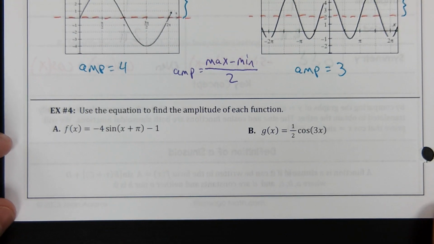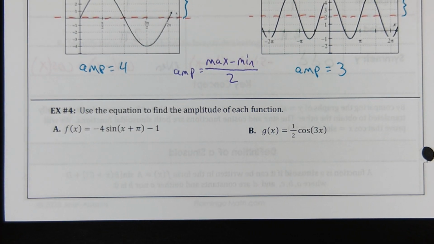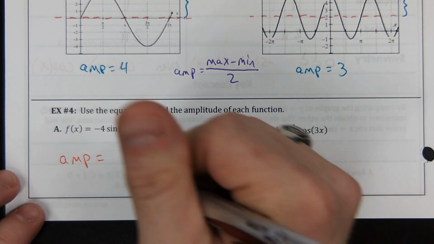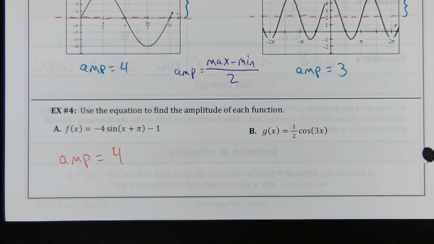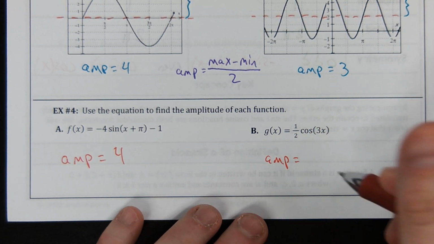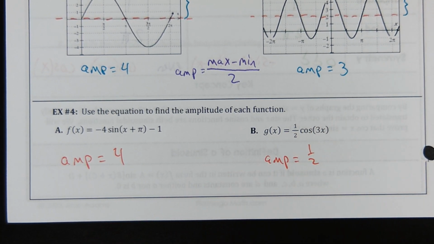Now these, the amplitude is just literally on the equation. So hopefully it's obvious that the first amplitude is 4, because amplitude is always positive, and the next one is 1/2. Ta-da! It is that easy. Okay?